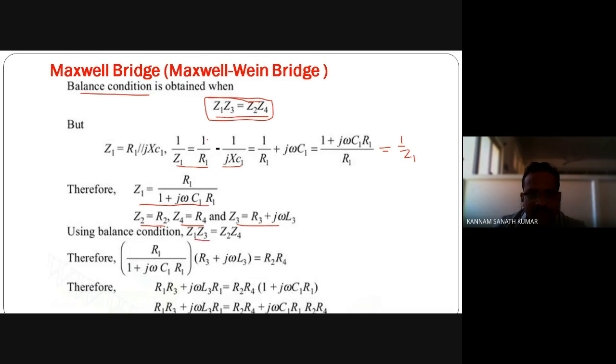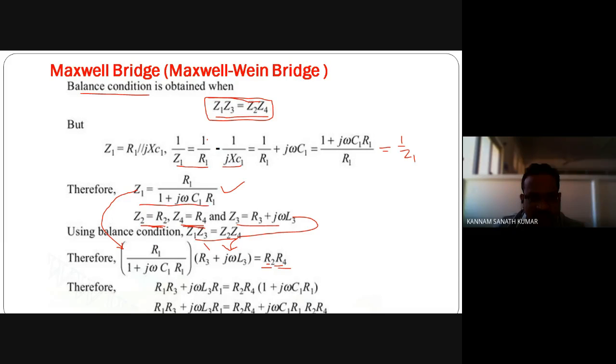Under balanced condition, you know that Z1 Z3 equal to Z2 Z4. So what is Z1? This is Z1. Substitute this value in this equation. So what you are getting? R1 by 1 plus j omega C1 R1, into Z3. So what is Z3? Z3 is this one. You substitute it in this equation: R3 plus j omega L3. Z2 is R2 and Z4 is R4.